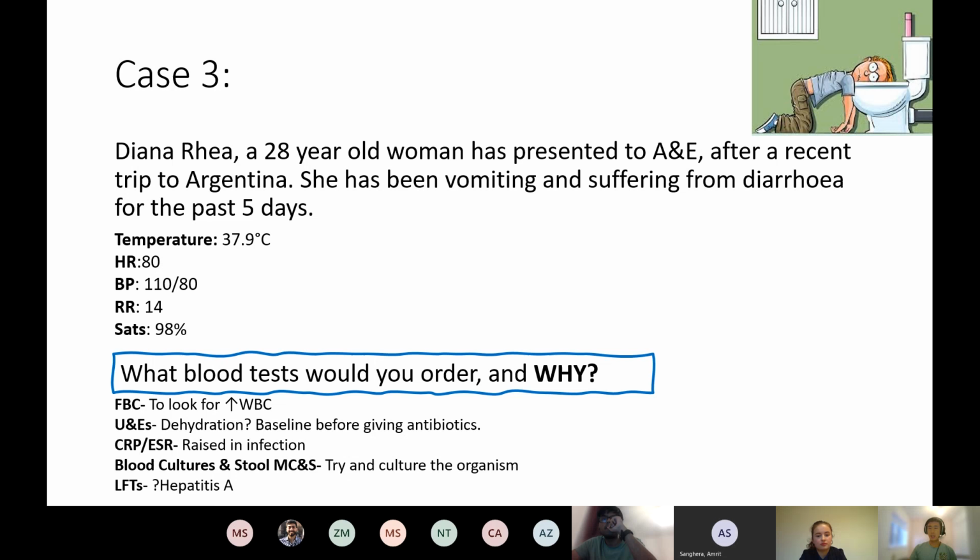In this case, because it's sort of a gastrointestinal infection that you're worried about, a stool MC&S is useful. So MC&S stands for microscopy, culture and sensitivity. And then this is a bit of a rogue one, very, very niche. But hepatitis A presents with this kind of diarrhea, vomiting kind of pattern, and it's more prevalent in South America. So well done if you were thinking that, but really, really don't worry if you weren't. You've got the really important core ones. So fantastic, all of you.